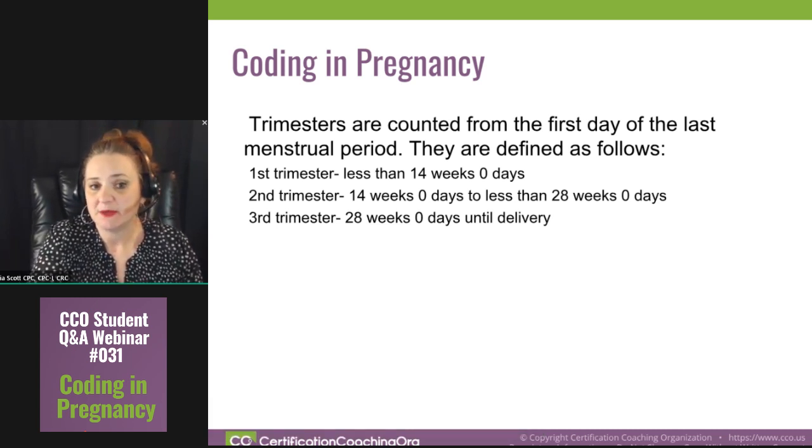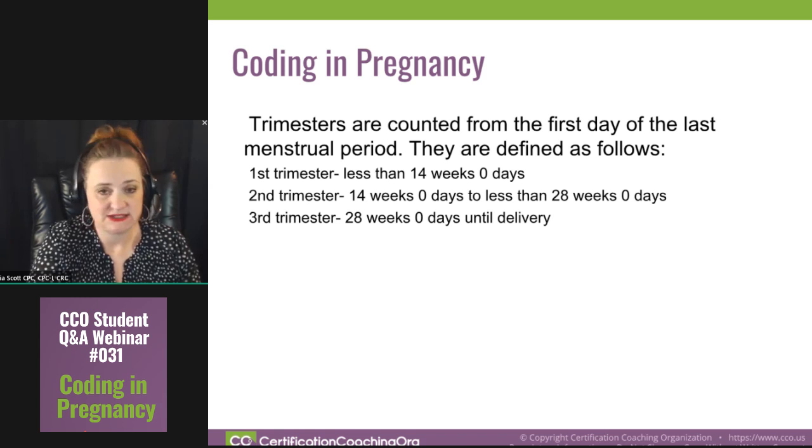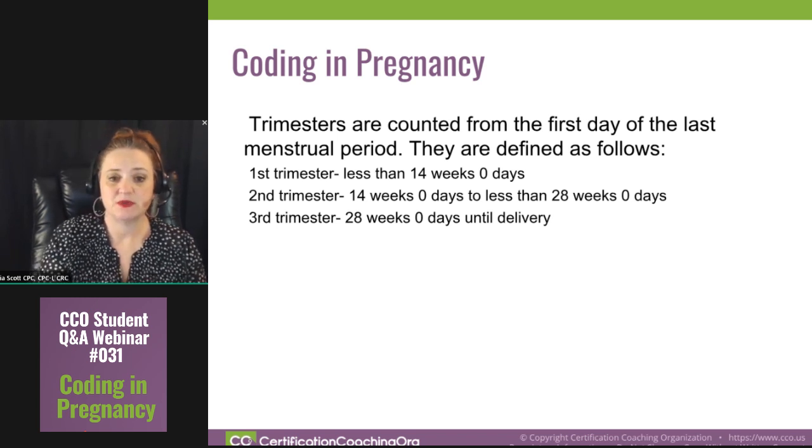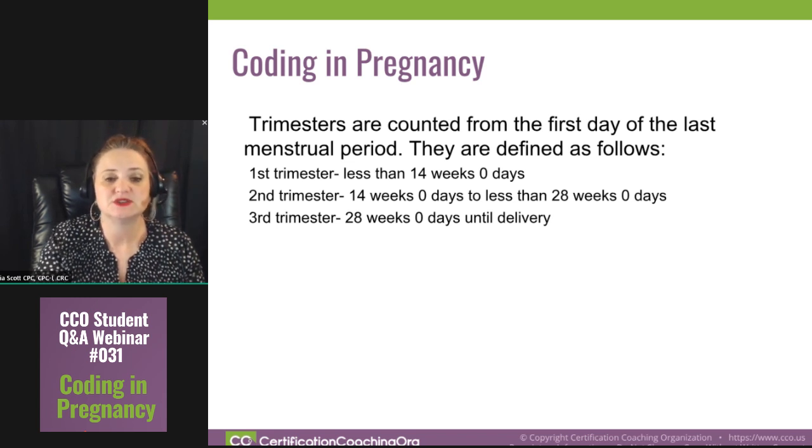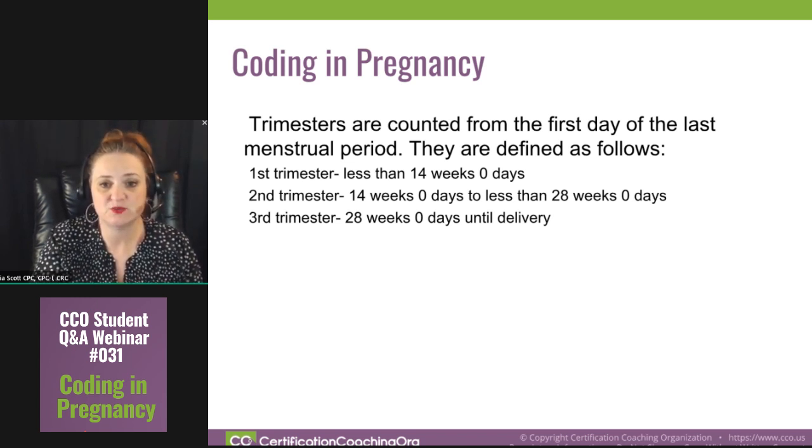Well, I went ahead and put the trimesters on here. And again, this is in your manual. When you are dealing with the first trimester, it goes from 0 to 14 weeks. All right. Now, if it's 14 weeks and 1 day, then you're in the second trimester. Okay. So the second trimester is 14 weeks to 28 weeks. And then the third trimester is 28 weeks to delivery.